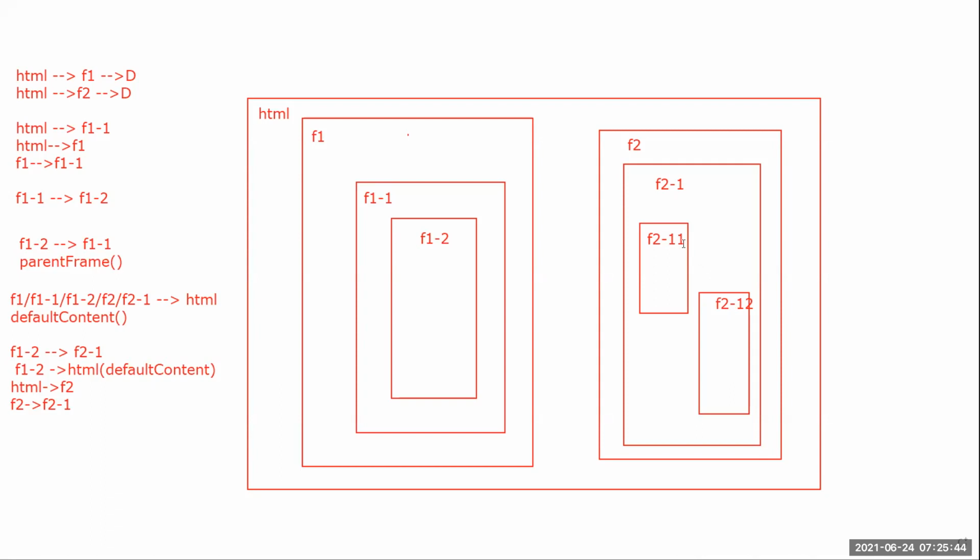Shouldn't we go from F21 to F212? Yeah. Now, if you want to move from 211 to 212, then from 211 to F21, from F21 to F212, nothing changes. Same. Now related with F1 and F2, both are inside HTML. So how did we go from F1 to F2? F1 to HTML, HTML to F2. In the same way, F211 to F21, F21 to F212. Understood? Is that clear?